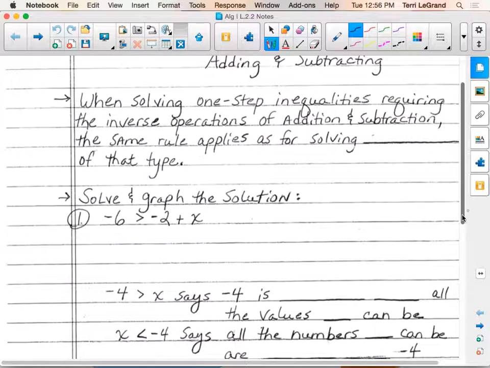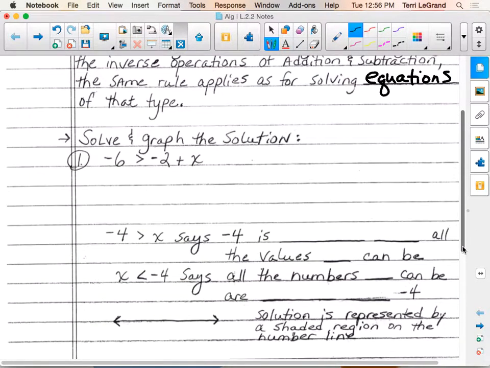So when solving one-step inequalities requiring the inverse operations of addition or subtraction, or in other words, you have to undo addition or you have to undo subtraction, the same rule applies as if you're solving equations. So you can have the same thought process that we had back in lesson 1.2 when we were solving one-step equations in one variable using addition or subtraction.